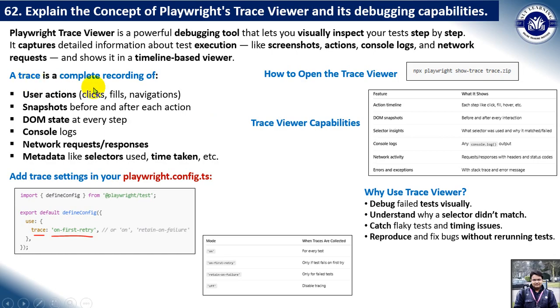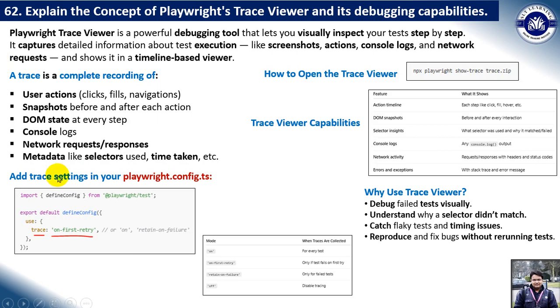So a trace is the complete recording of user actions, right? A trace is a complete action recording of the user actions. Then it will be performed. It will take all the snapshots, okay, and it will see the DOM state at every step. Then it will put the console log and network request and response, and metadata like selector and the time taken, and all those things, okay.